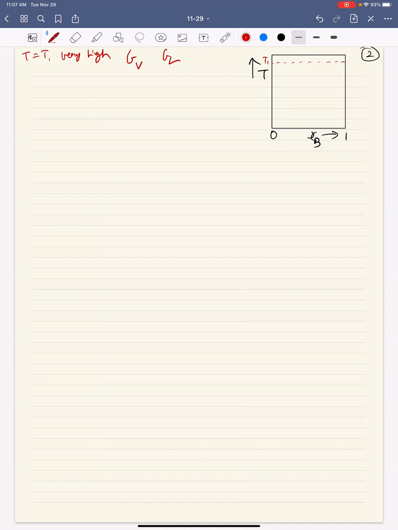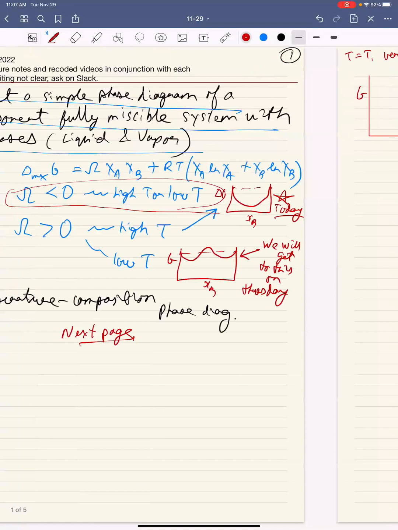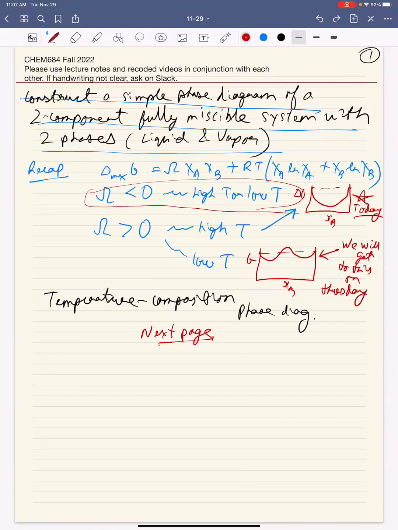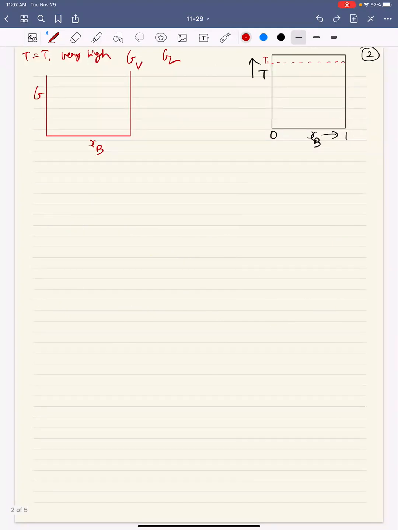So at very, very high temperatures, we can make a plot for G versus XB. And we are working in a regular solution model. For vapor or for liquid, both of these plots are going to look like what we drew over here. They will both look like a curve that just goes down and then comes back sharply at the end. So we will have one curve that looks like this. Let's say this is my G liquid.